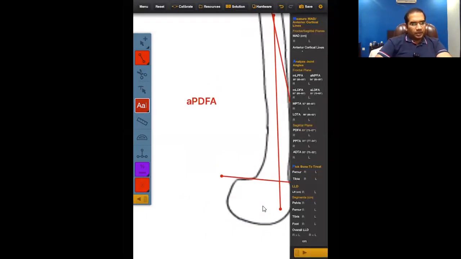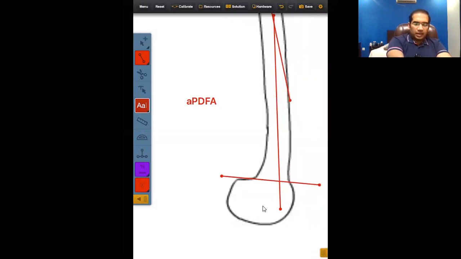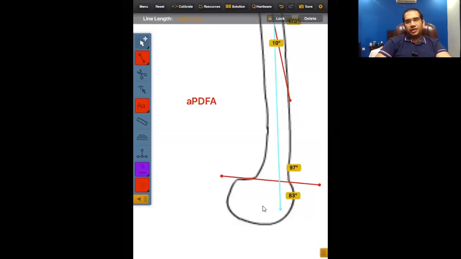Anatomical posterior distal femoral angle is usually 83 degrees as the mean, with a range of 79 to 87 degrees. The population mean is 83 degrees. It's easier to remember in the sagittal plane because the distal tibia is anterior. Along the knee, both are posterior.